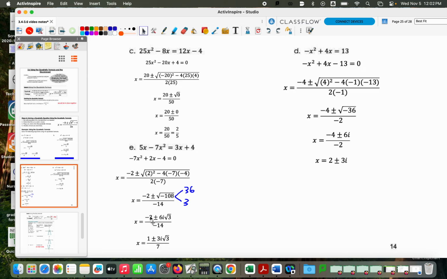So if you divide by a -2, to kind of just change some signs, -2 divided by -2 is 1. The 6 divided by -2 just remains plus or minus 3 now. And then 14 divided by -2 is a positive 7.